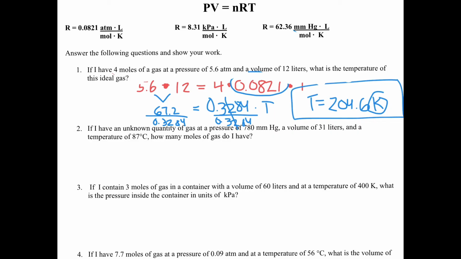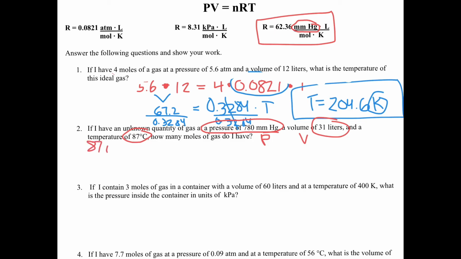Let's move on to question number 2. If I have an unknown quantity of gas at a pressure of 780 millimeters of mercury, so that's my pressure, and notice my pressure's units are in millimeters of mercury, and the only R value that has millimeters of mercury is the 62.36. So I know I'm going to be using that one for this problem. I know my volume is 31 liters, and I have a temperature of 87 degrees Celsius.